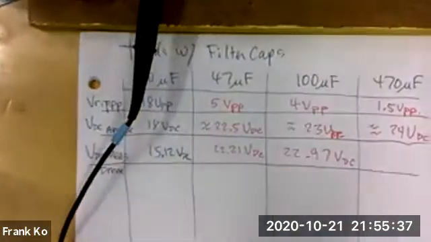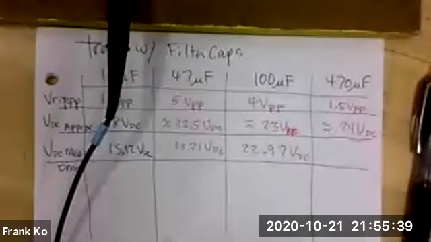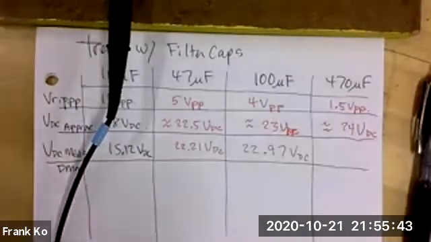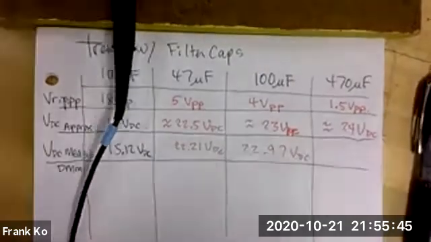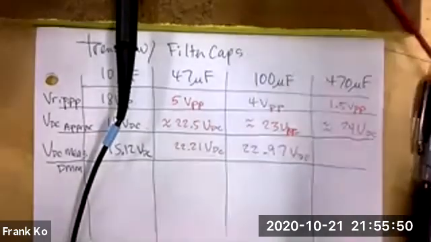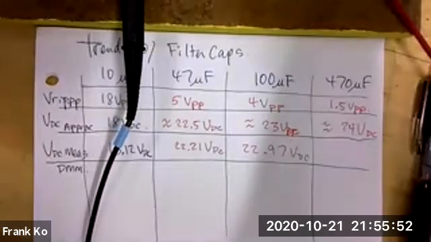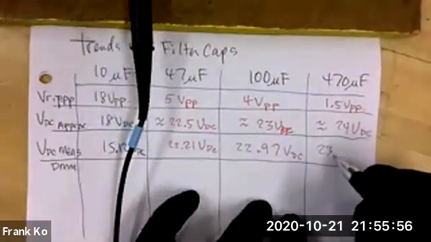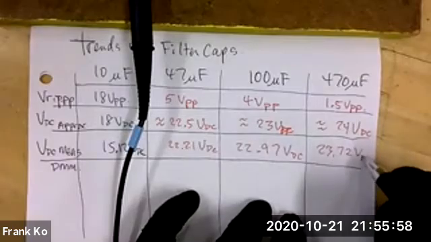And I'm going to measure this with my digital multimeter. And my digital multimeter reads 23.72 volts DC.